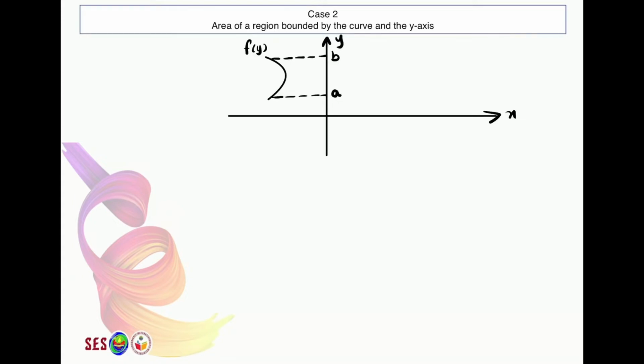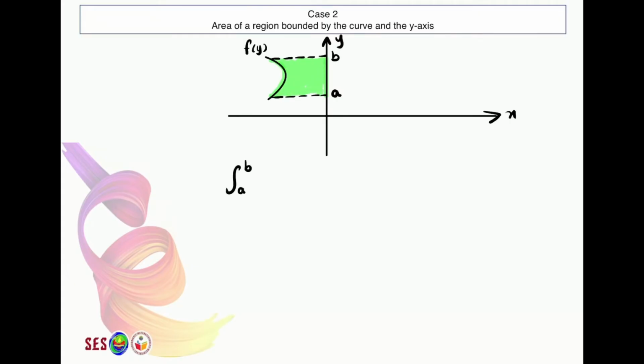So where is the region that we want to find? So this is the curve and this is the y-axis. So the area of the region bounded by the curve and the y-axis will be the area that I'm shading right now. So this area is the area that we want to find. So how do we go about finding it?